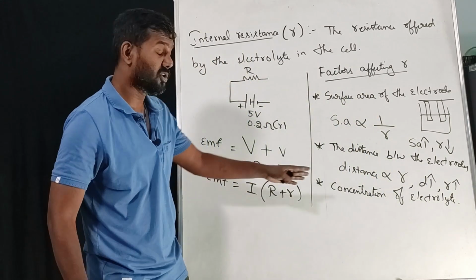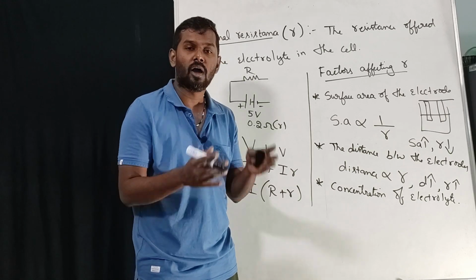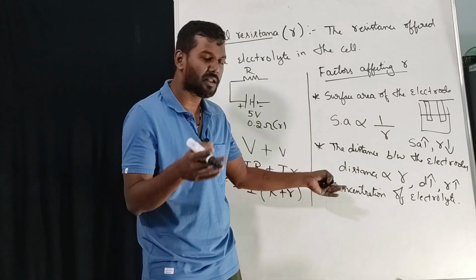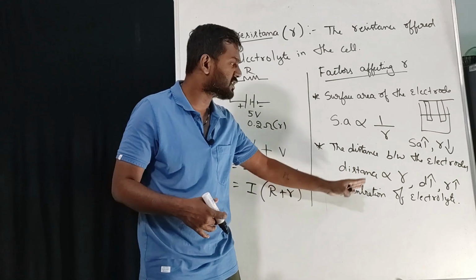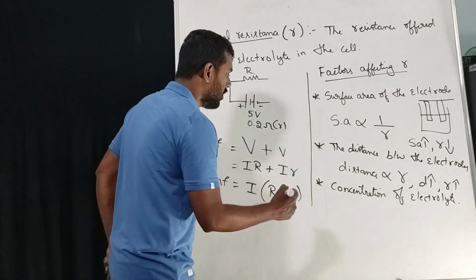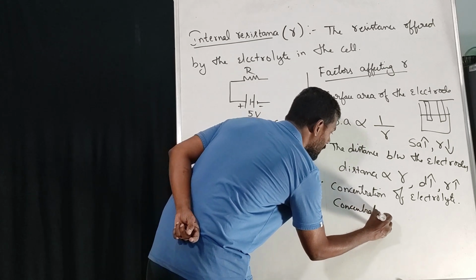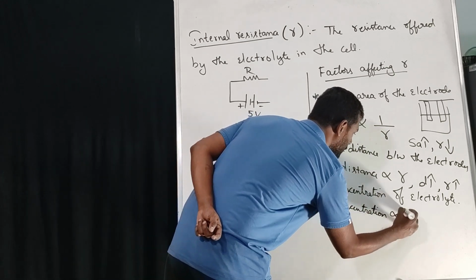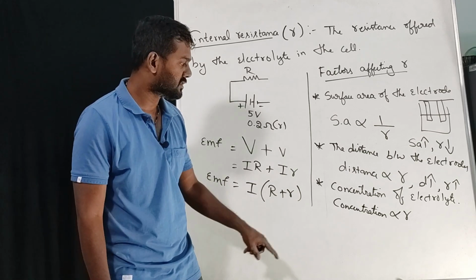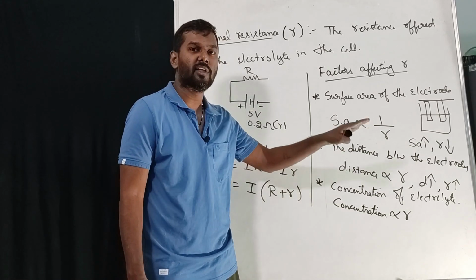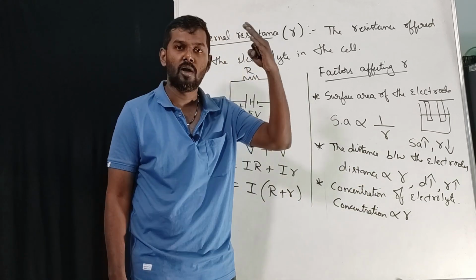See, concentration of the electrolyte. You know what you mean by concentration, right? Concentration and dilution, correct? That is what we have learnt in chemistry. If the concentration of electrolyte is more, concentration is directly proportional to internal resistance. That means if the concentration of the electrolyte is more, then the internal resistance will also be more.